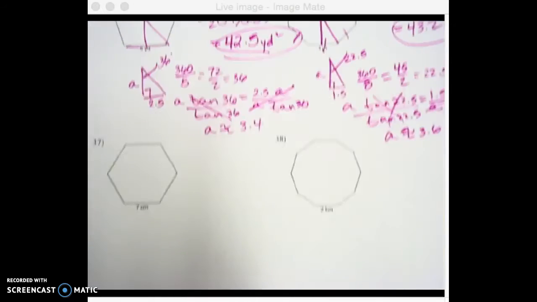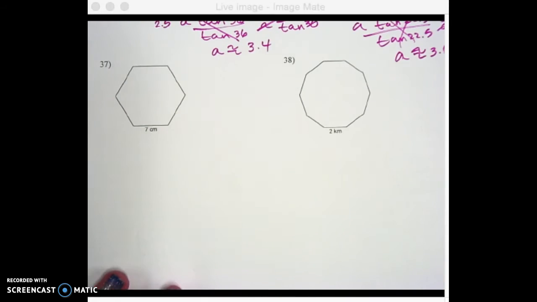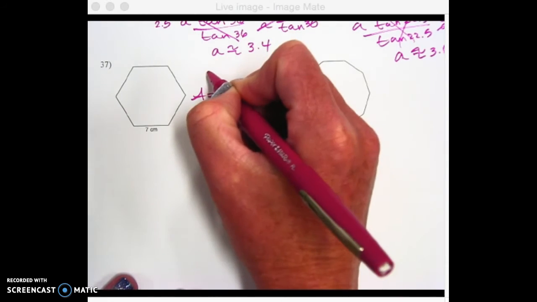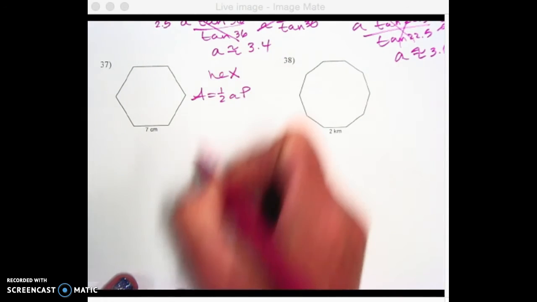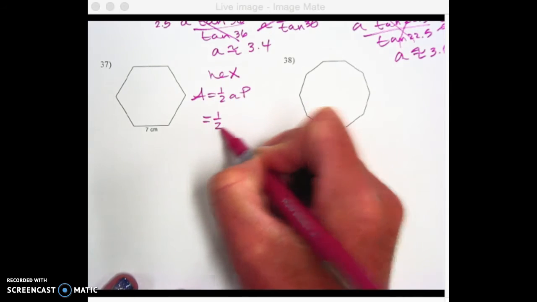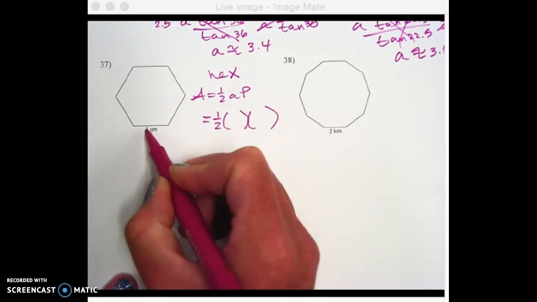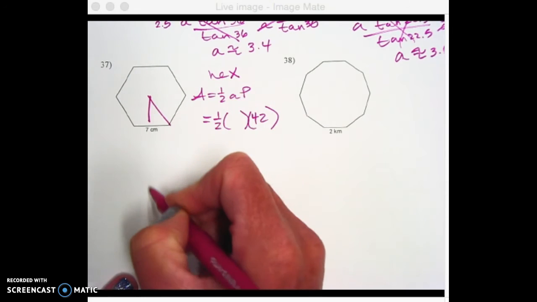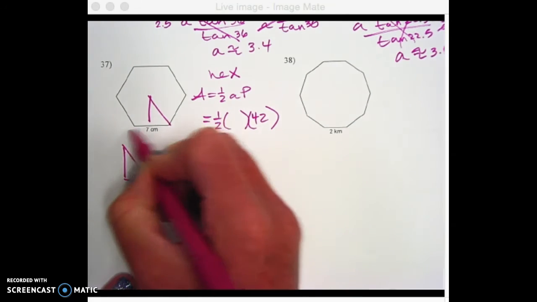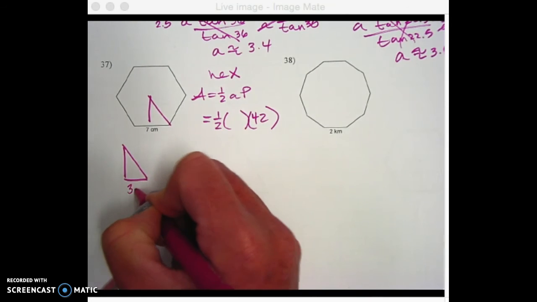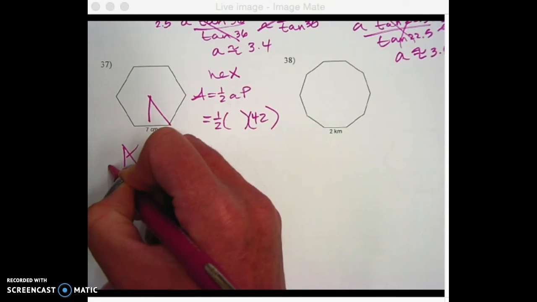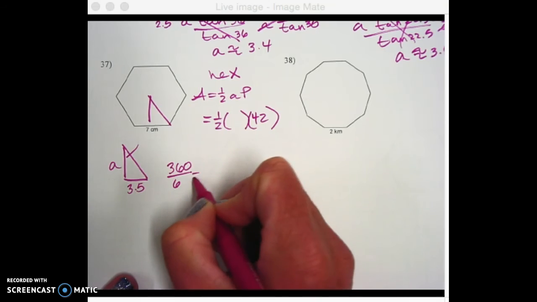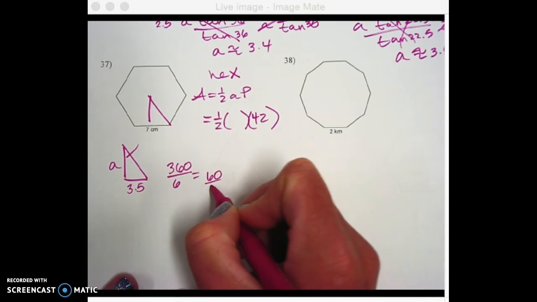All right, jumping down to number 37. Got another hexagon. So we're going to use the 1/2 the apothem times the perimeter. And we can easily find out the perimeter because we know one side is 7, so 6 times 7 is 42. We need to pull out this triangle right here. Full side is 7, half of it is 3.5. We need this angle. So we're going to take 360, divide it by 6, divide that by 2, so that angle is 30 degrees.